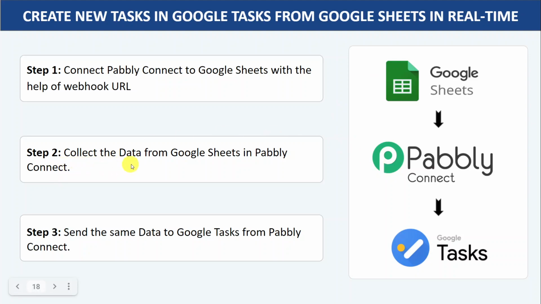In step 2, collect the data from Google Sheets in Pabbly Connect. So in step 2, Pabbly Connect is going to collect and capture all the data that is entered in our Google Sheets. In step 3, send the same data to Google Task from Pabbly Connect. Whatever data Pabbly Connect has captured from Google Sheets, the same data will be transferred to Google Task. So basically we are integrating Google Sheets with Google Task using Pabbly Connect in just these 3 simple steps. Now let us see the process and learn how to create the integration.